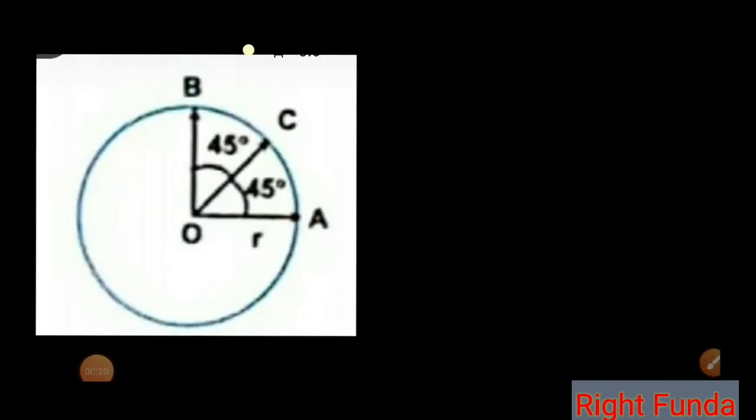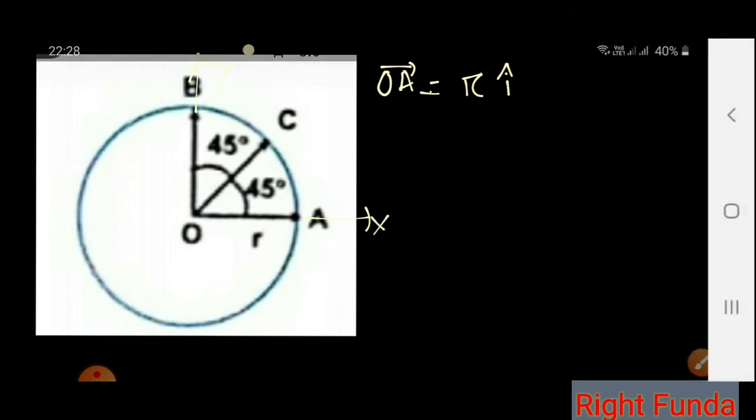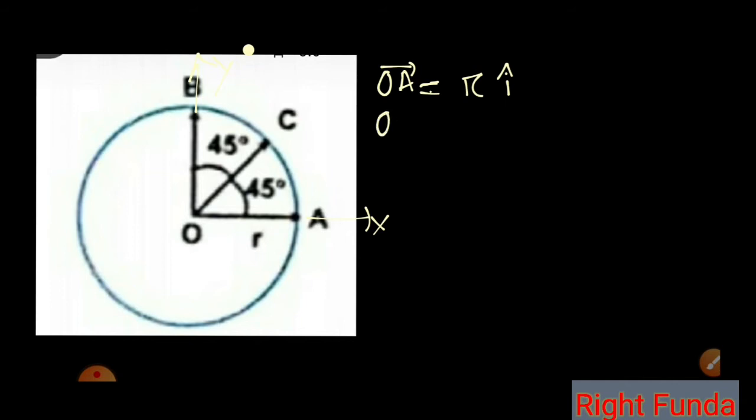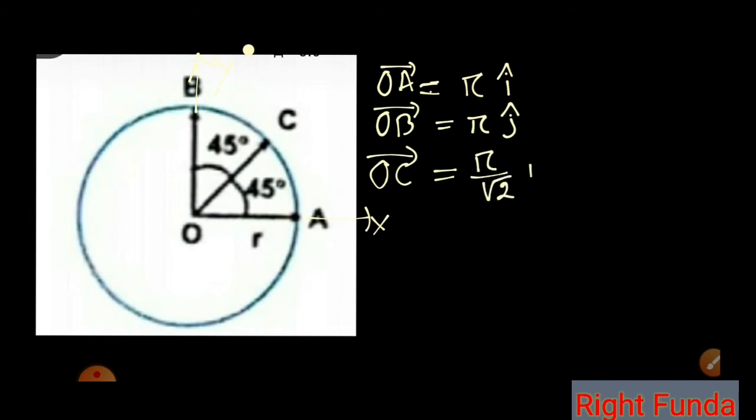Here the OA vector can be written as R i cap, if I take this as my x-axis and this I will take as the y-axis. And similarly OB vector can be written as R j cap, where R is the radius of this. And OC vector can be written as its two components: R cos 45 degree, R by root 2 i cap, plus R sin 45 degree, R by root 2 j cap.